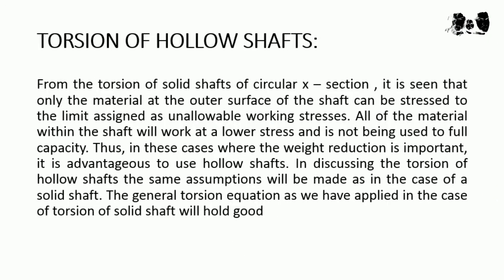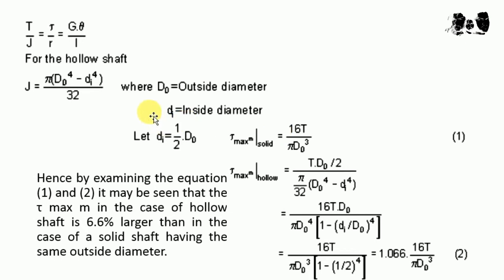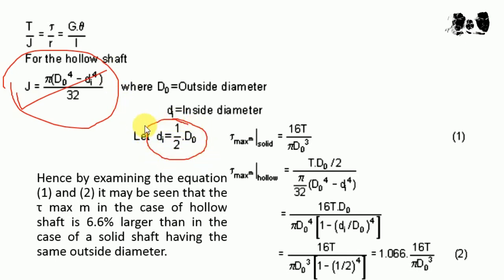Now the next portion, torsion of hollow shafts. Here is a comparison between hollow and solid shafts. We already discussed the value of polar moment of inertia J for the hollow shaft, which is here. If we assume that the ratio of internal and external diameter in the hollow shaft is 1 by 2, or half, then how much is the stress generated in the hollow shaft?